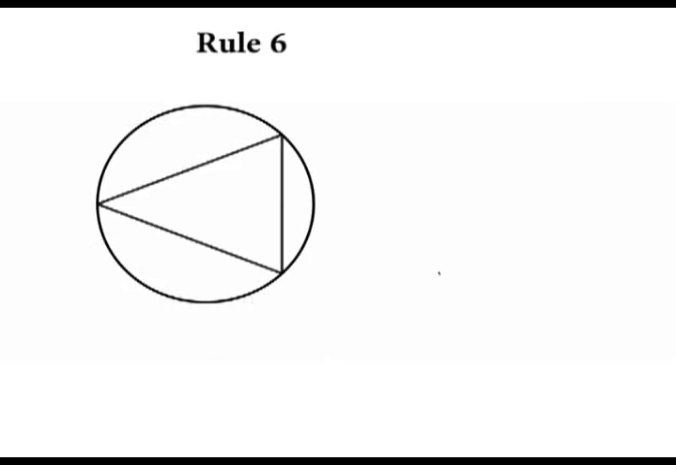Rule 6. In this rule, we have a circumscribed triangle, and we add a tangent. That tangent touches the circle at the exact same point where one vertex of the triangle is. The rule says that the angle between the tangent and one line of the triangle will be equal to the opposite interior angle of the triangle, which means this angle down here will be equal to this opposite interior angle.